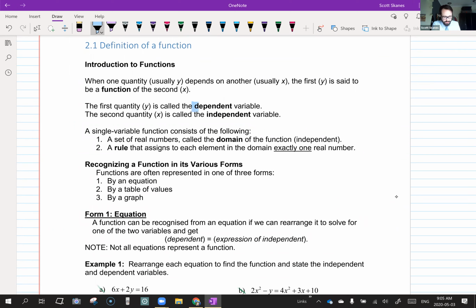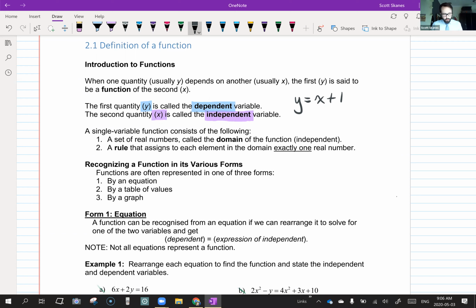We have something called the dependent variable, which is usually y, usually, not always. And we have the independent variable, which is usually x. What I mean by this is one variable depends on the other. For example, let's say we have the function y is x plus 1. Which of these variables depends on the other?